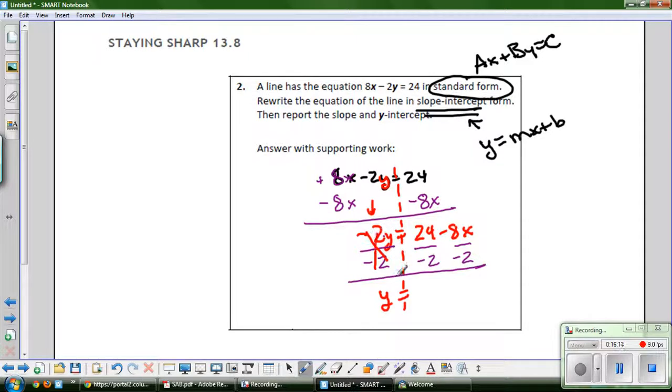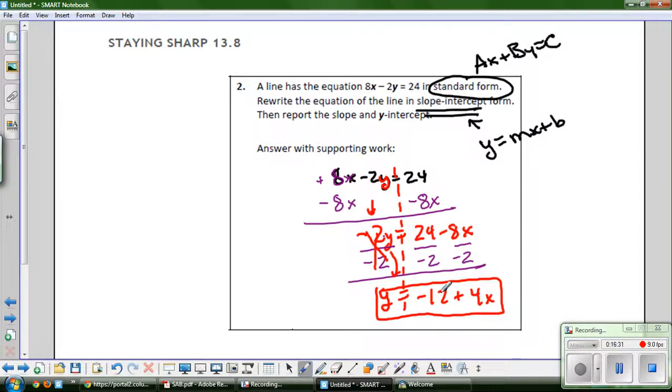Now here, look at this. Negative and a negative. That's going to be a positive. So 24 divided by 2 is 12. One negative keeps a negative. 8x divided by 2 is 4x's. Two negatives make it positive. So that's going to be my y equals mx plus b equation.